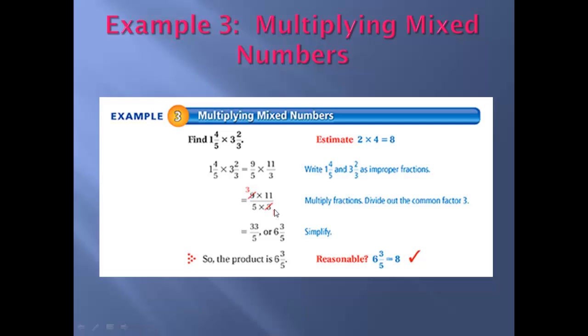We can divide both 9 and 3 by 3. 9 divided by 3 is 3, and 3 divided by 3 is 1. So now we're going to have 3 times 11, which is 33, over 5 times 1, which is 5, so we have 33/5. And when we simplify 33/5, we get 6 3/5. We can then check and see if this is reasonable, and 6 3/5 is close to 8, so yes, it is reasonable.